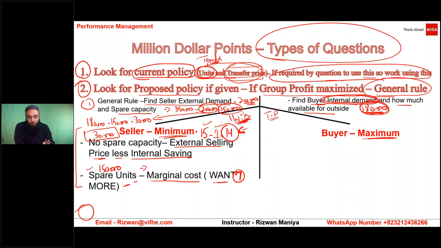So marginal cost plus... this is the same answer you will get through this as well. Same figure you will get through this as well. But I'm saving your time here. I'm asking you not to do this. Just quickly work out like this. Getting the point? The same figure you can work out through this, but don't waste your time because it's an easier method: external selling price minus internal saving. That's it.